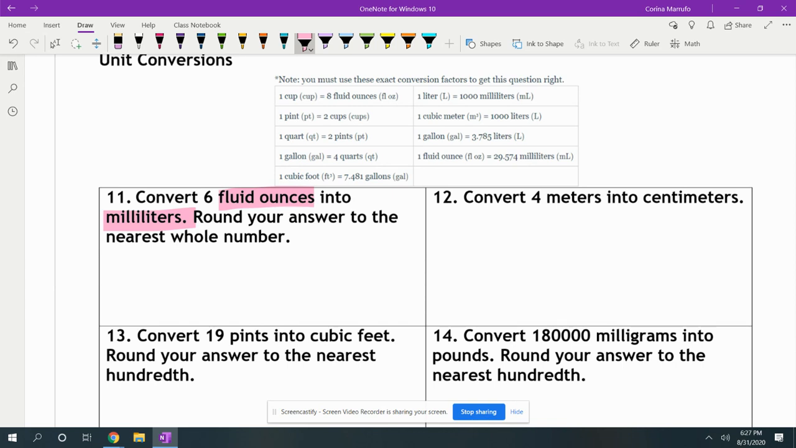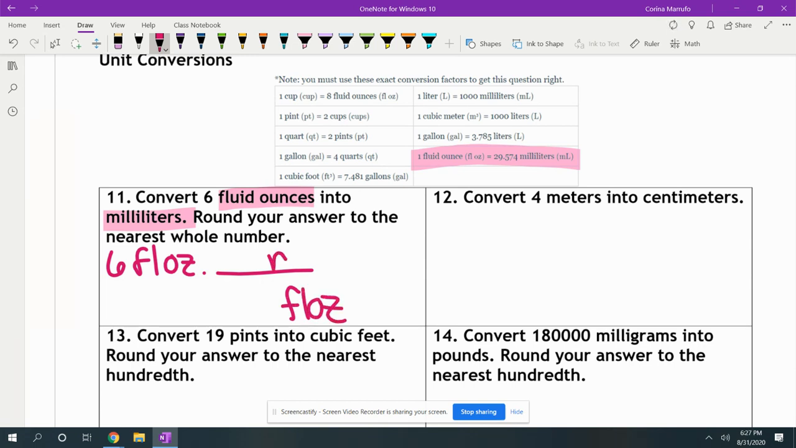I do see here 1 fluid ounce is 29.574 milliliters. So if we have 6 fluid ounces and we want to cancel out the fluid ounces, it needs to go on the bottom, and the milliliters needs to go on the top. Based off of this information, it says 1 fluid ounce, so the 1 goes on the bottom, is equal to 29.574 milliliters. We go ahead and put this in our calculator.